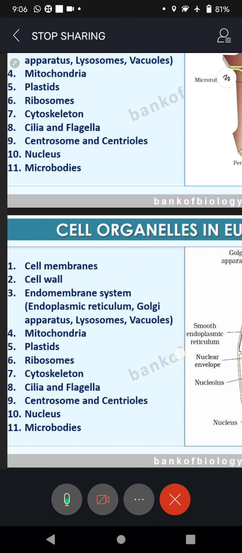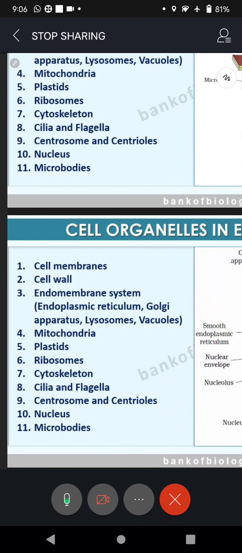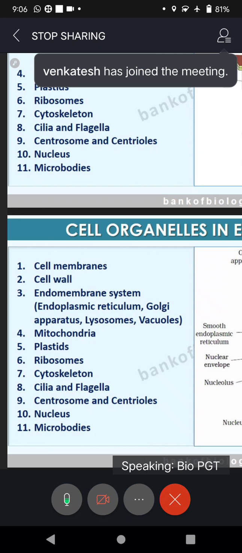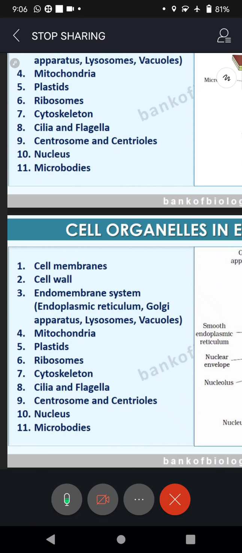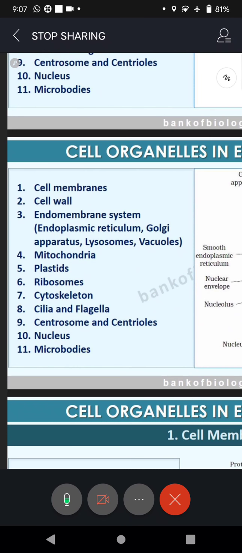And the same thing we are writing the labeling: cell membrane, cell wall, endoplasmic reticulum, Golgi body or Golgi apparatus, lysosomes, vacuoles, mitochondria, plastids, ribosomes, and cytoskeleton, cilia, flagella, centrosome, and centrioles. Again, centrioles also help in cell division, mitosis, meiosis, and nucleus and microbodies. Microbodies, small structures present in that.